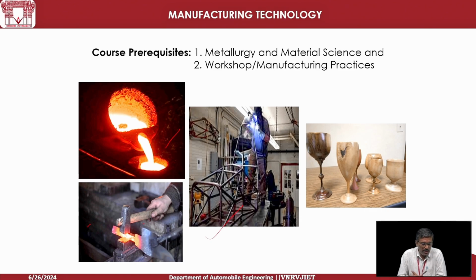The raw material is in the form of simple rods, but those rods are joined to get a particular structure using a welding process. And now you can see good images of products which are made from wood material. So this is also one of the manufacturing processes, which we call the woodworking process.